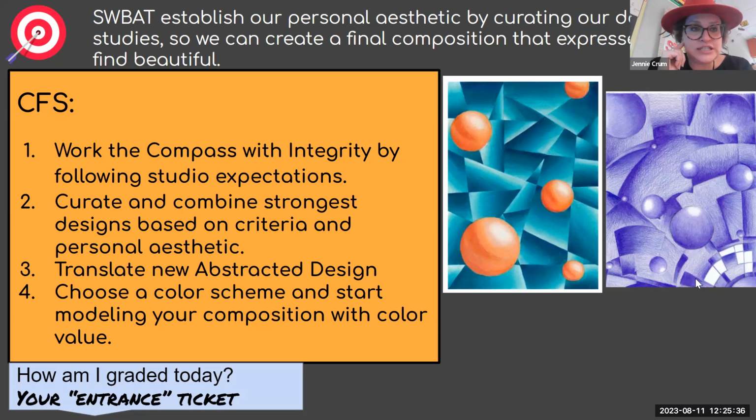So to be successful today, you have 4 things you need to do. You're going to, of course, work the compass with integrity. Be your best self for our substitute. Make me proud. You're going to curate and combine your strongest designs. You only have to choose 6. You're going to curate and combine your strongest designs based on criteria and your personal aesthetic. You're going to translate that new abstracted design onto a plain sheet of paper. And you're going to choose a color scheme and start modeling your composition with color value.